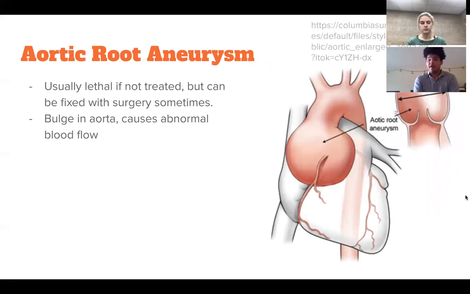So we're going to talk a little bit about aortic root aneurysms. This is usually lethal if not treated, but it can be fixed with surgery sometimes. And as you can see, the bulge in the aorta causes abnormal blood flow.